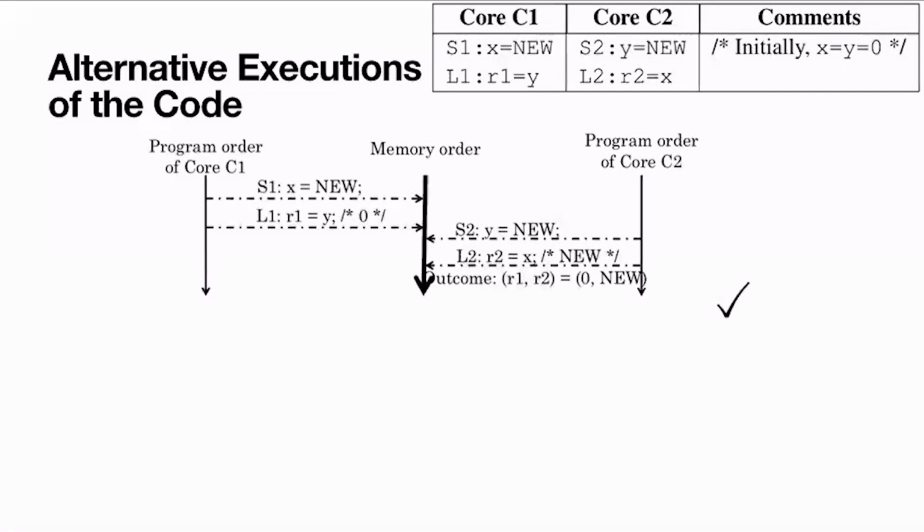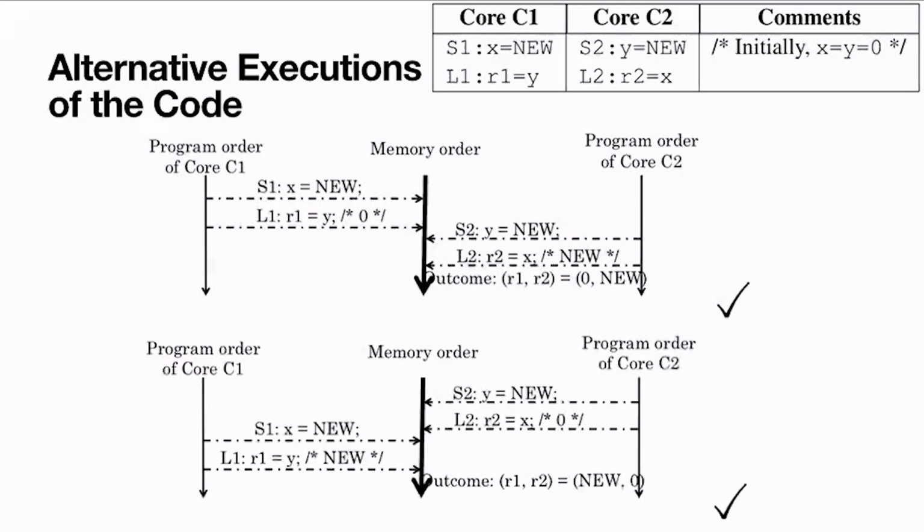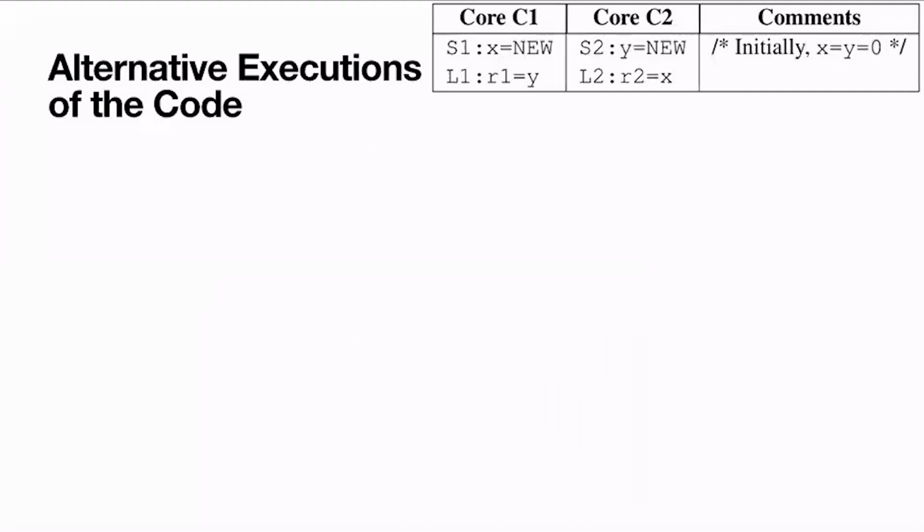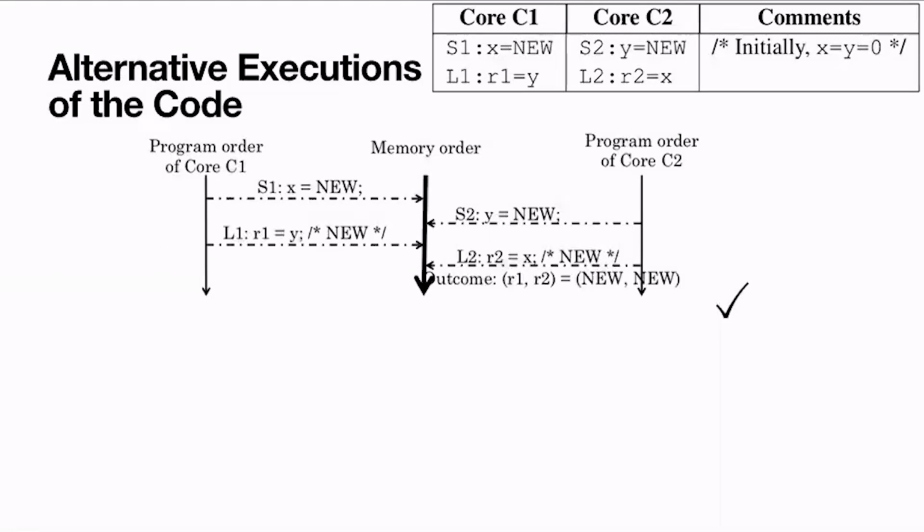So basically, this is one of the possible sequences, S1, L1, S2, L2. Then my possible outcome is 0, new. Or I can execute S2, L2, then S1, L1. Then my possible outcome is new, 0. This is also a valid sequentially consistent result. Or I can have interleaved S1, S2, L1, L2, or S2, S1, L1, L2. Anything is possible. New is the result.